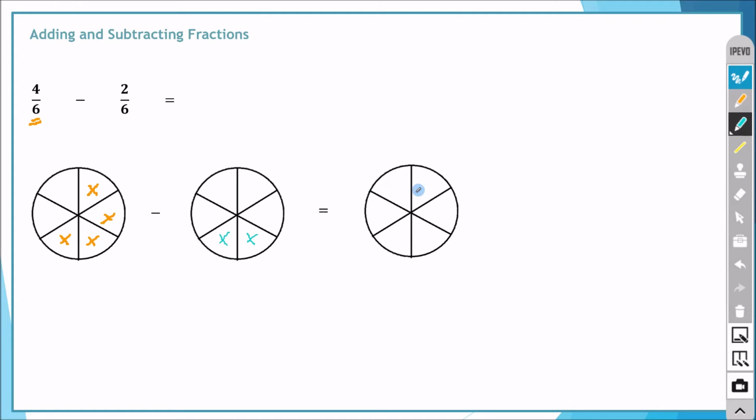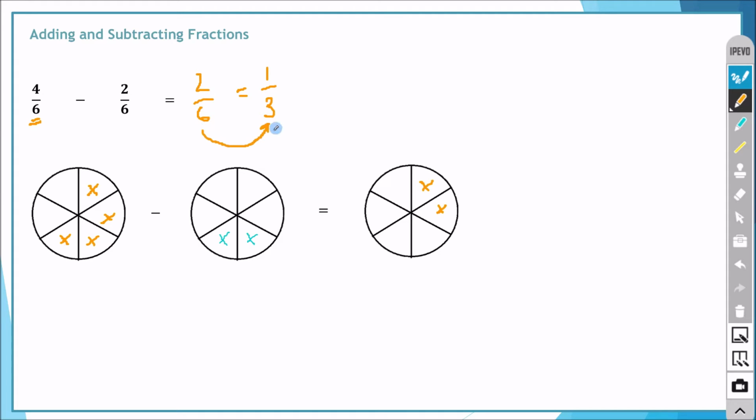So what does that mean for the answer then? So we're going to start off by taking our 4. 1, 2, 3, 4. And we're going to subtract these 2 blue pieces from them. So I'll get rid of 2 here. And that leaves us with, of course, 2 out of 6, or 1 over 3. How do we go from here to here?